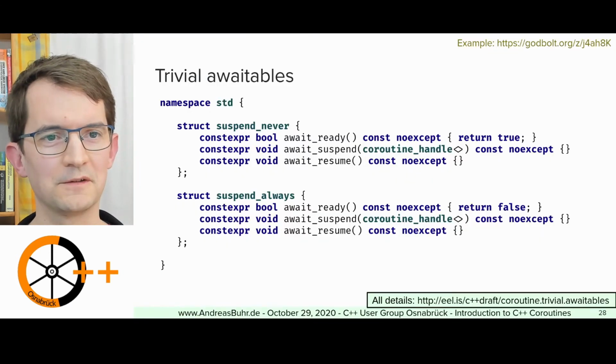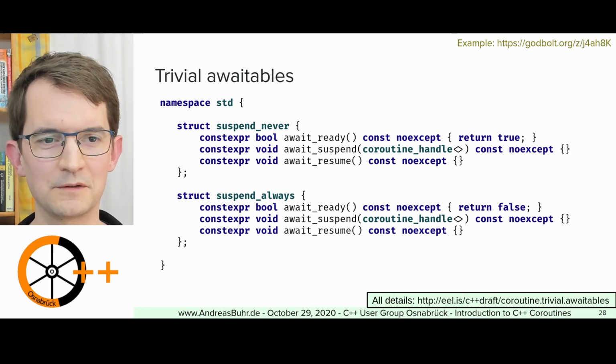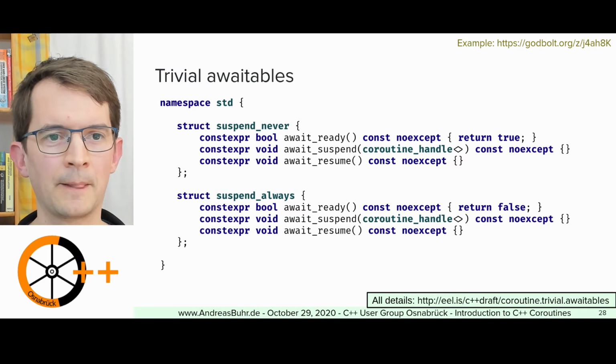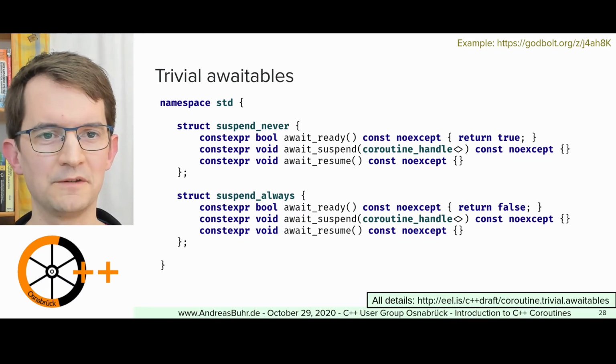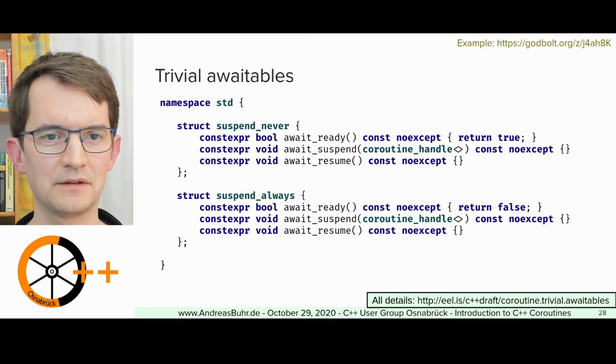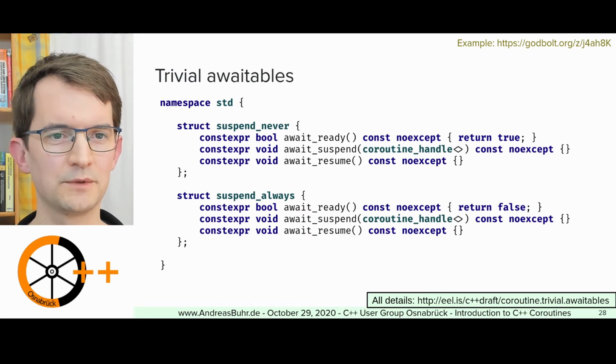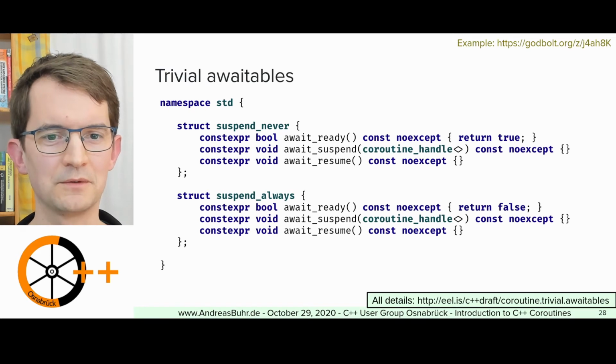Let's have a look at the source code of the trivial awaitables in the standard library. This is source code copied from the standard: suspend_never and suspend_always. They have 3 functions. And we already see here that for await_suspend and await_resume an empty implementation is valid. And we have await_ready, which has to return a bool. What they do is best understood by looking at a code example.